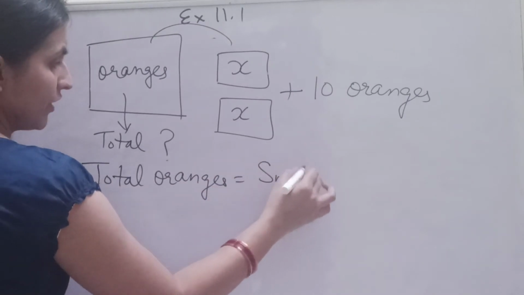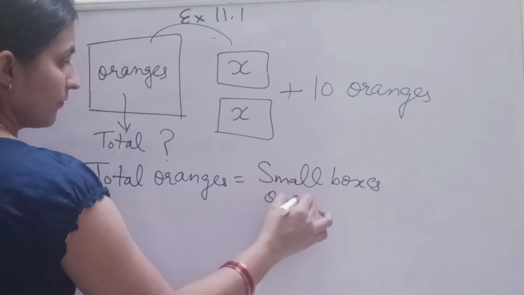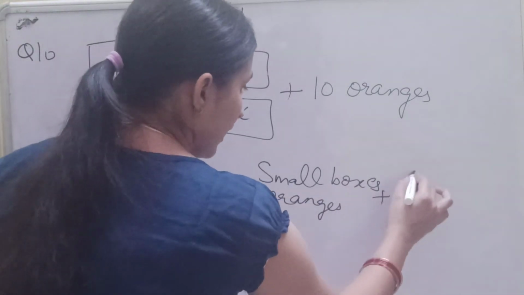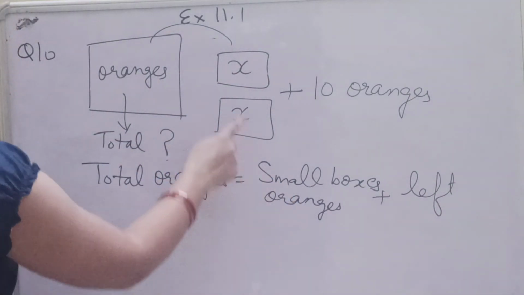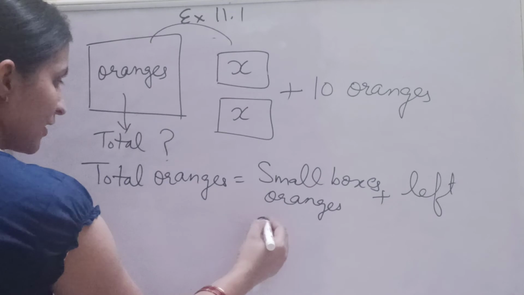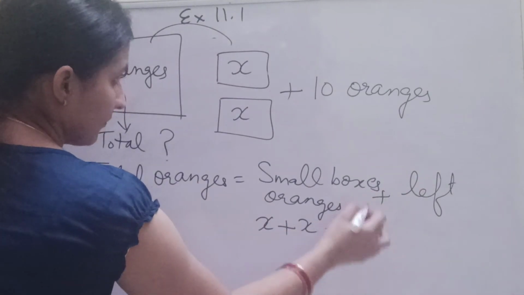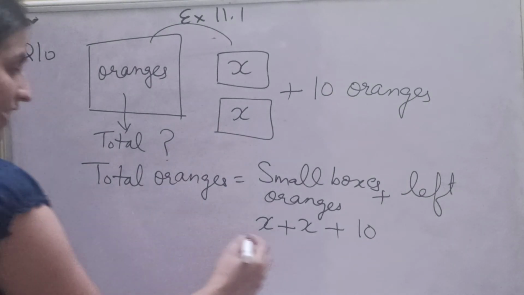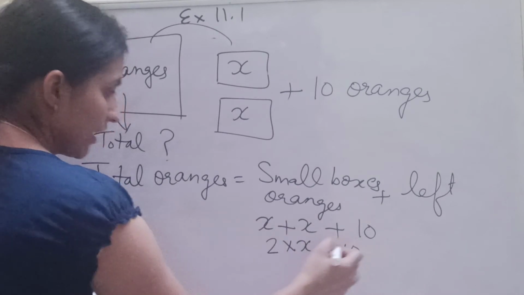Smaller boxes oranges plus left oranges. So what do we have in smaller boxes? x plus x. What is left? 10. So x plus x, 2 times we are adding x. So 2 into x plus 10.